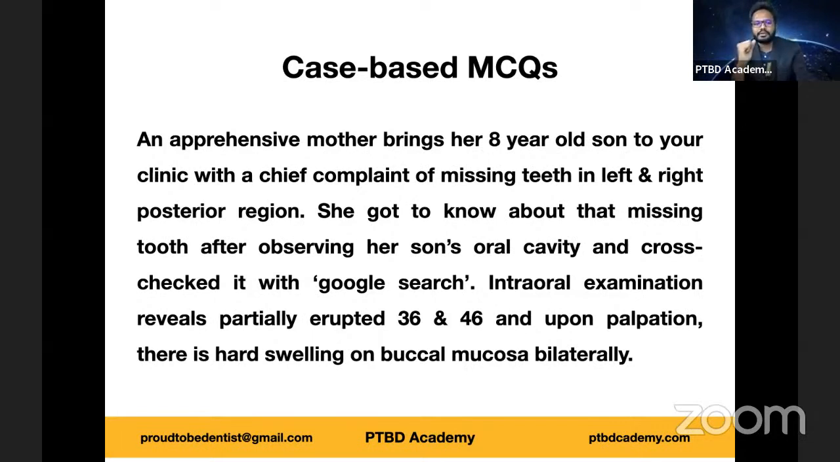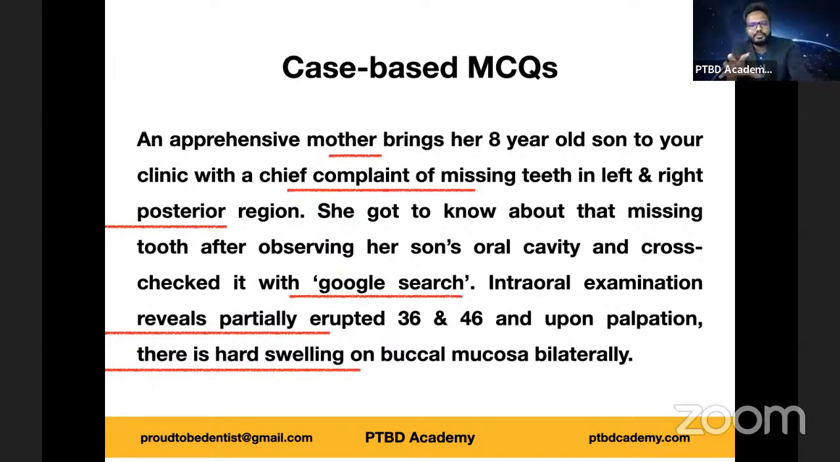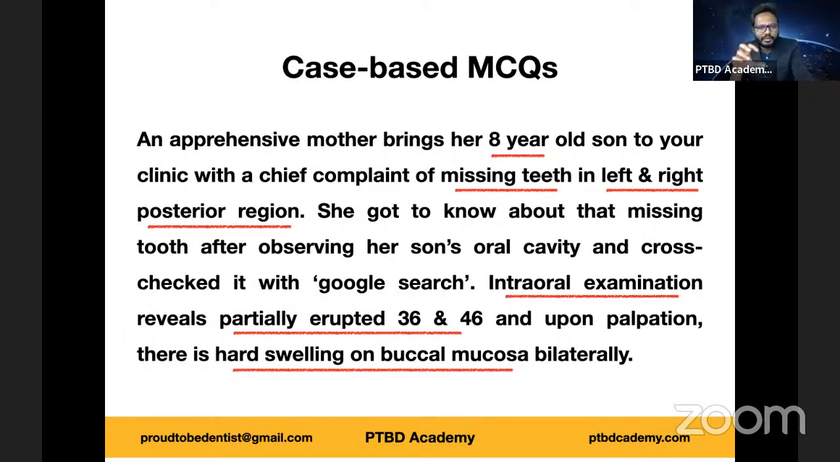Intraoral examination reveals partially erupted 36 and 46. And upon palpation, there is a hard swelling on buccal mucosa bilaterally. So this is the context you have. And here are some of the key areas which you can make a note of. These hints or key areas are going to help you in establishing a diagnosis. Also, we'll look into the radiographic image. Without the radiographic image, this question would remain incomplete.